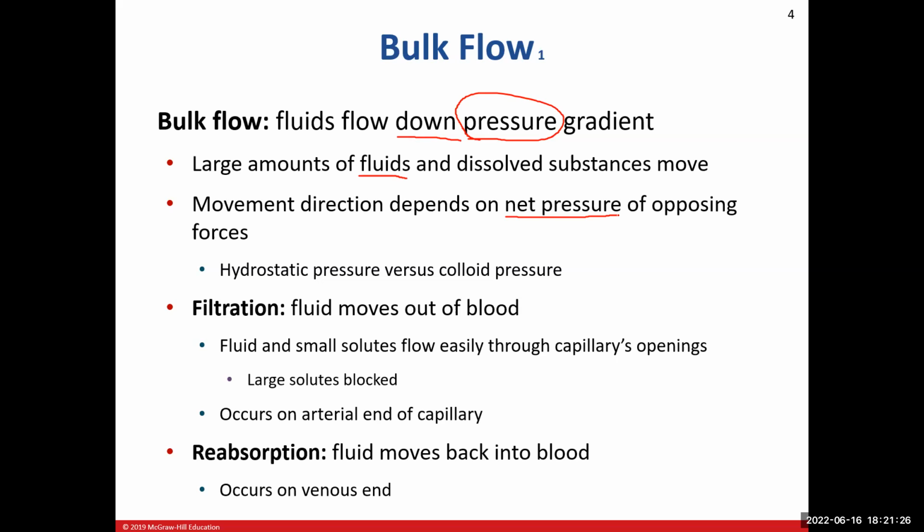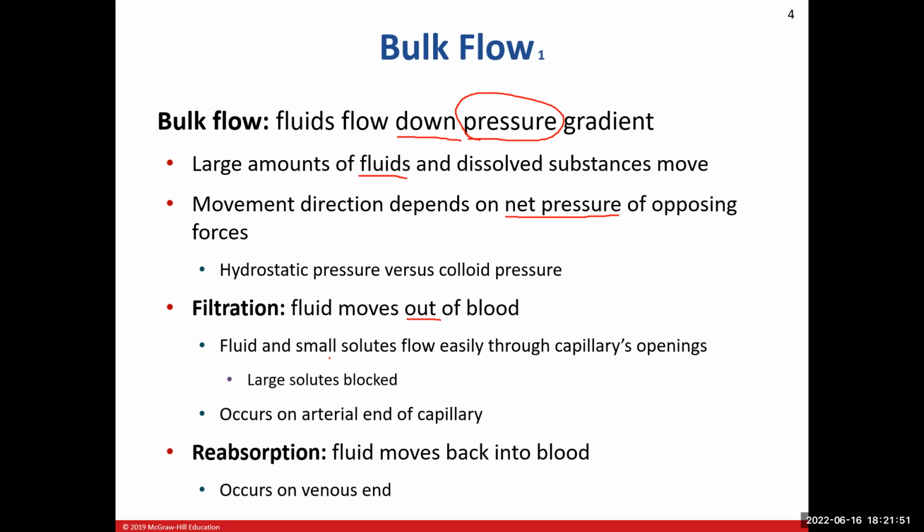So let's talk about these two terms that you see listed on the screen, filtration and reabsorption. Right? So filtration is going to move a fluid out of the blood. That's simple. Okay, so it's like your pipes in your wall. Right? What happens if you get a hole in the pipe? Water goes from the inside of the pipe to the outside. It's leaking out. And that's what we're going to see here with filtration. Fluid is going to want to move out of the blood.